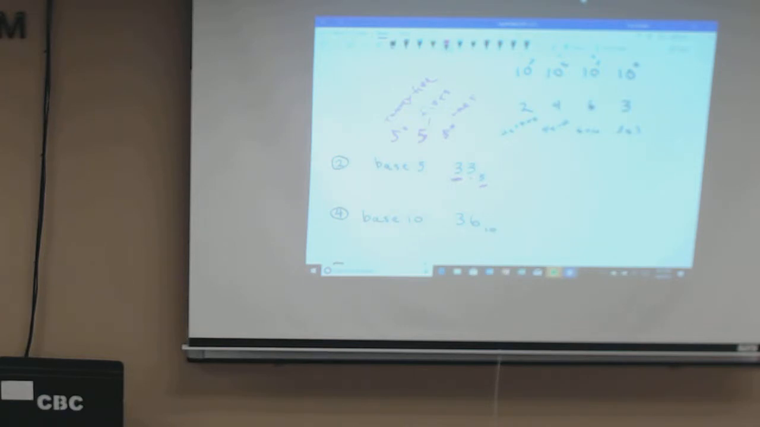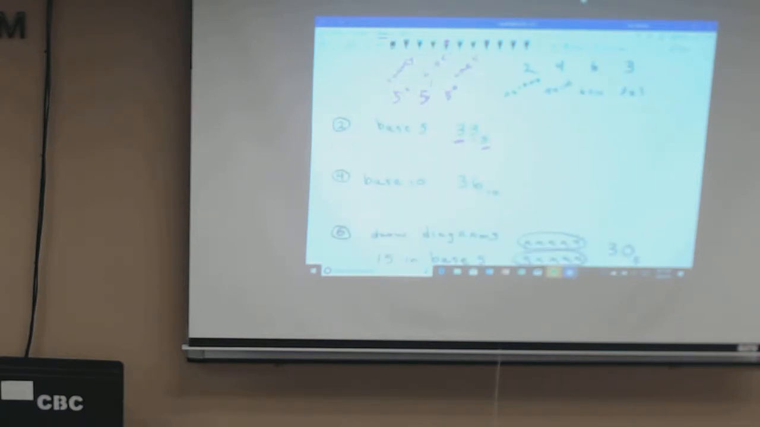Okay, problem 4, red circles. How many asterisks in each circle? That's base 10. And then how many circles are there? Red circles, 3. So I put down a 3 in the tens place. And how many individual units? 1, 2, 3, 4, 5, 6. So I put a 6 down. You follow what's going on?